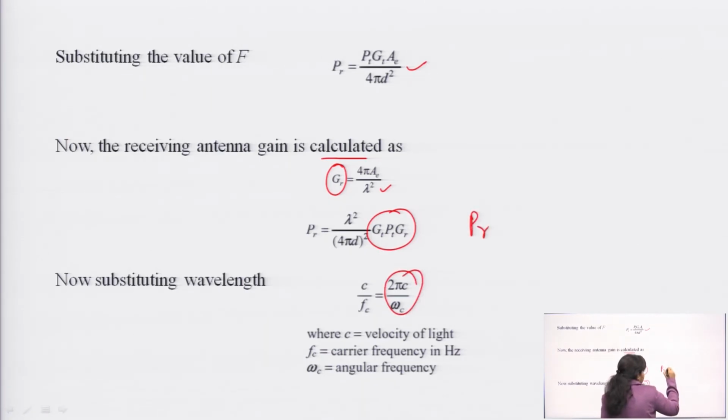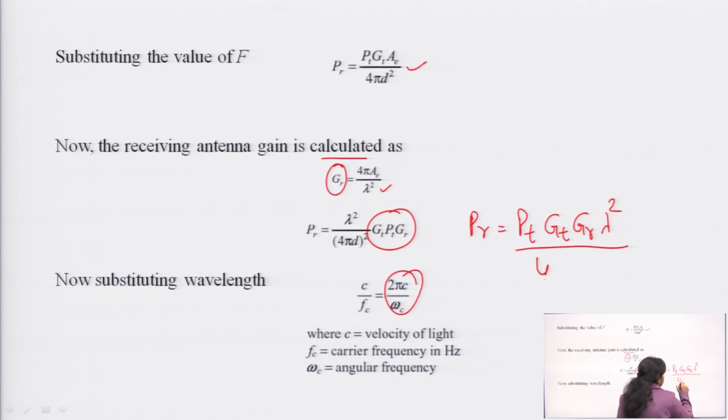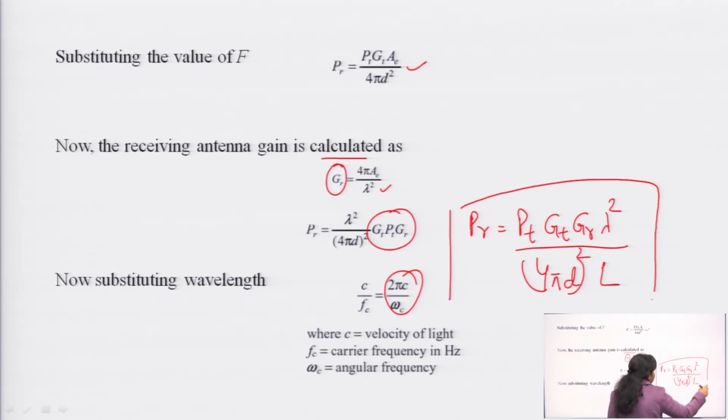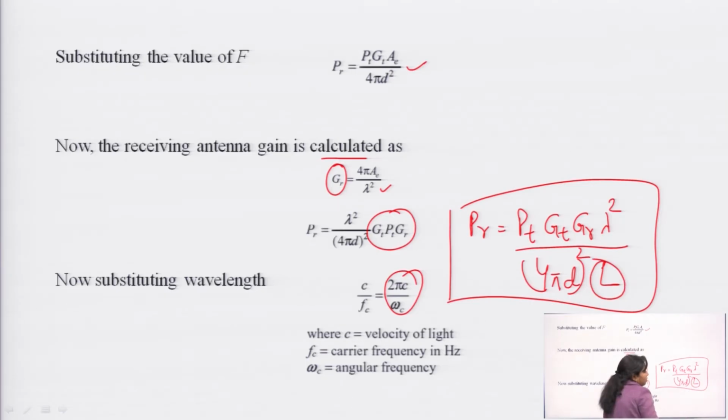So, P r will be equal to P t G t G r lambda square upon 4 pi d whole square, multiplied by L also. So, this is the Friis formula. Here L, if it is given, constitutes the system losses. System loss, attenuation and other losses are different. If system loss is given in the numerical, then you have to consider its value, otherwise L will be equal to 1 when we are talking about the numerical part.